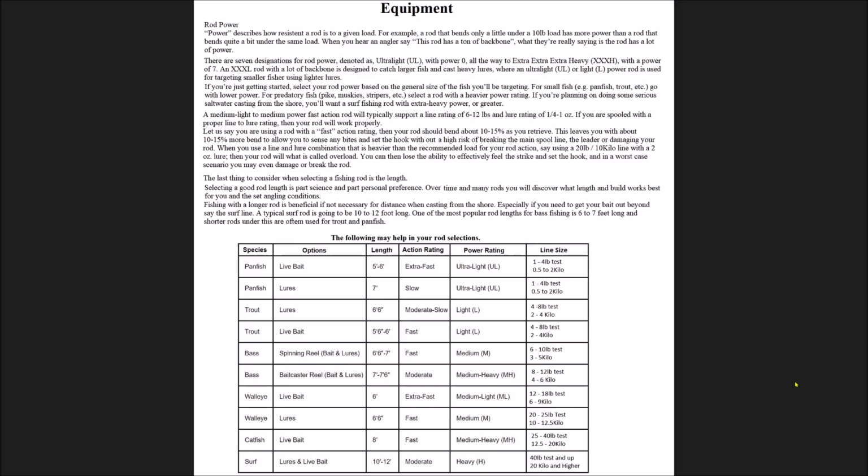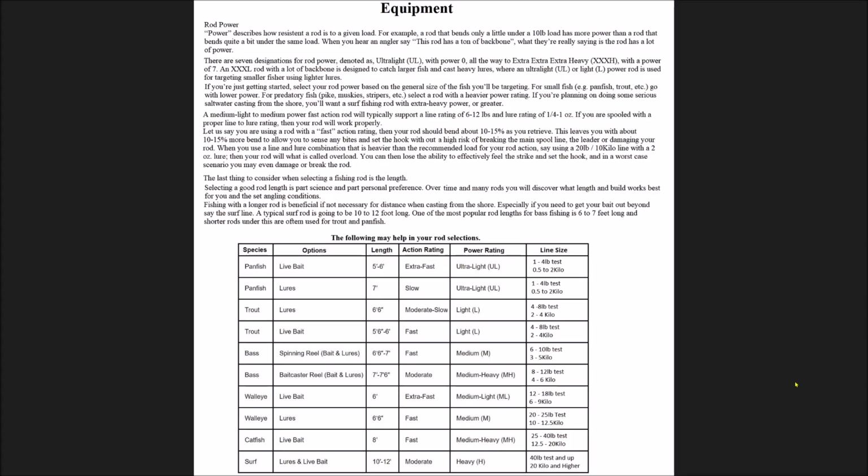Rod power. Power describes how resistant a rod is to a given load. For example, a rod that bends only a little under a 10-pound load has more power than a rod that bends quite a bit under the same load. When you hear an angler say this rod has a ton of backbone, what they're really saying is the rod has a lot of power. There are 7 designations for rod power, denoted as ultralight with power 0, all the way to extra, extra, extra heavy with a power of 7.